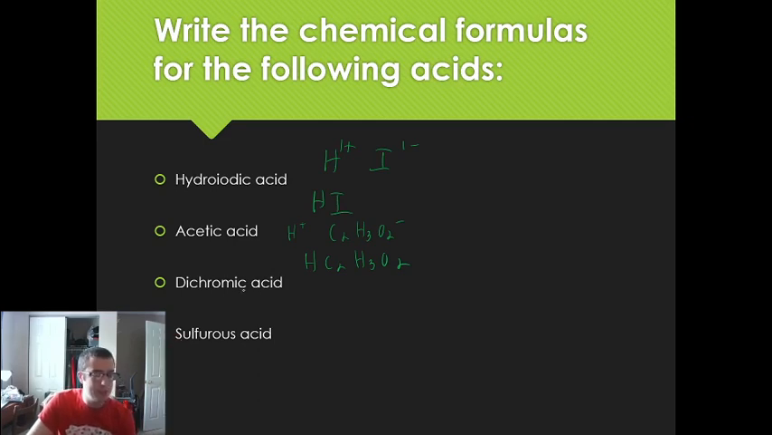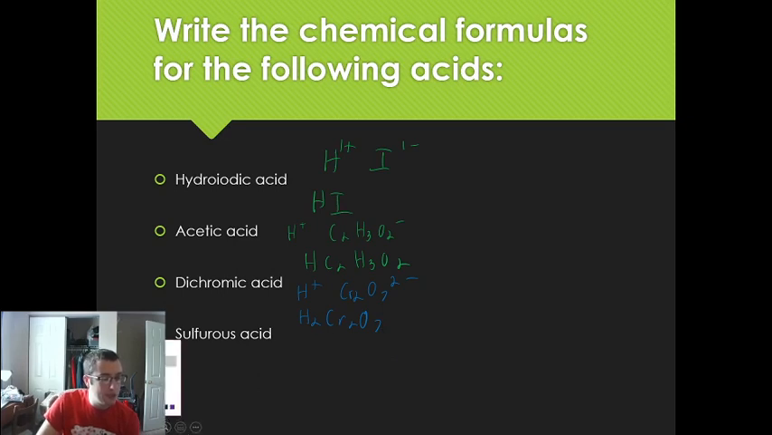Alright, dichromic acid. Again, there's no hydro, so to the polyatomic list, look for dichromate, and I know it used to be -ate because it's ending in -ic acid. Same thing up here, I knew it was acetate because it was an -ic. So dichromate, so if we've got H+, dichromate is going to be Cr2O7 2 negative. So this is where crisscrossing is really going to be important, because now it's not just HCr2O7, because that 2 comes down: H2Cr2O7.